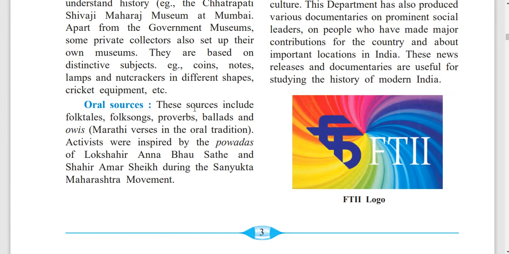Oral sources. These sources include folk tales, folk songs, proverbs, ballads, and ovis, Marathi verses in the oral tradition. Activists were inspired by the powadas of Lokshahir Anna Bhau Sathe and Shahir Amar Sheikh during the Samyukta Maharashtra movement.